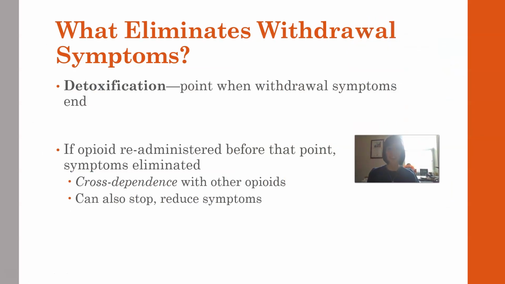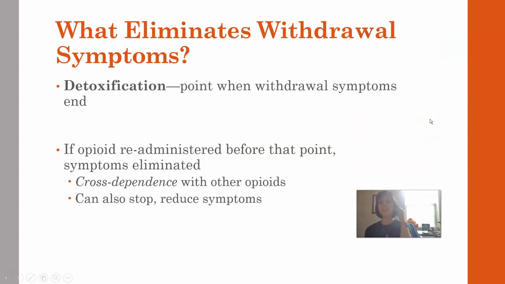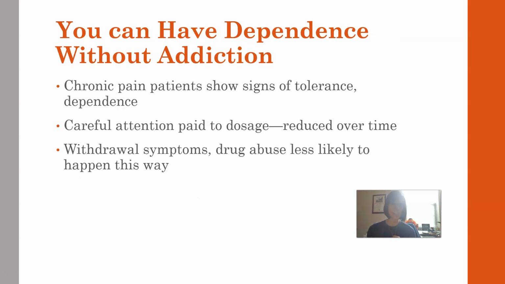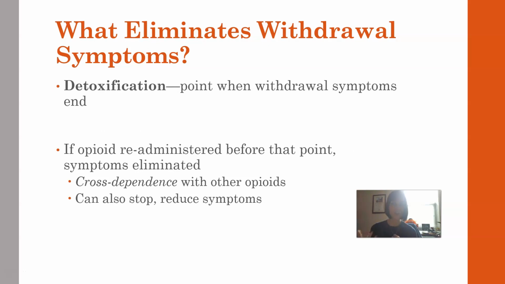So what sort of things can help eliminate withdrawal symptoms? In the case of coming off of opioids like heroin or Oxycontin, in many cases, withdrawal can be fatal. Do not try to withdraw from opioids cold turkey. What you need to do is detoxification. So oftentimes we're going to do detoxification with other types of low-grade opioids, things like methadone or buprenorphine. And detoxification is basically the point when withdrawal symptoms end.